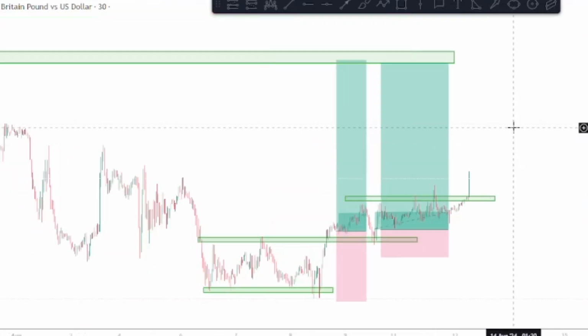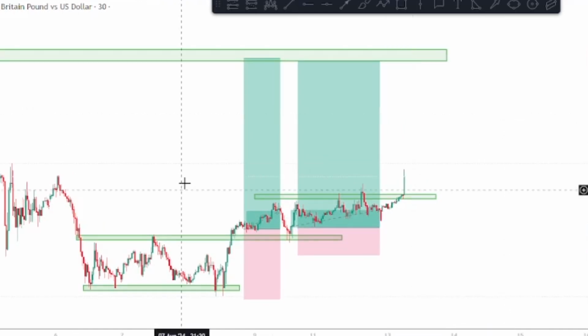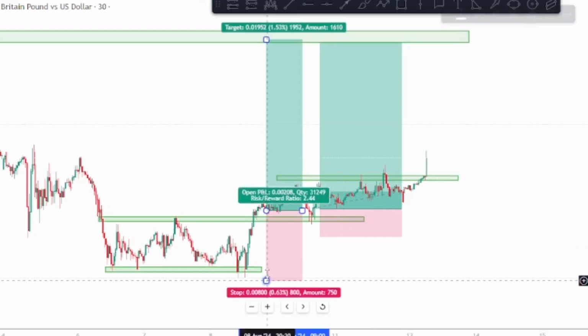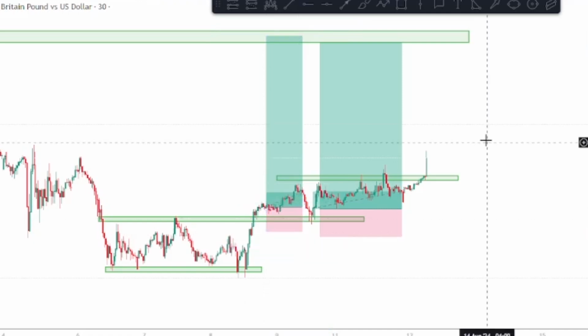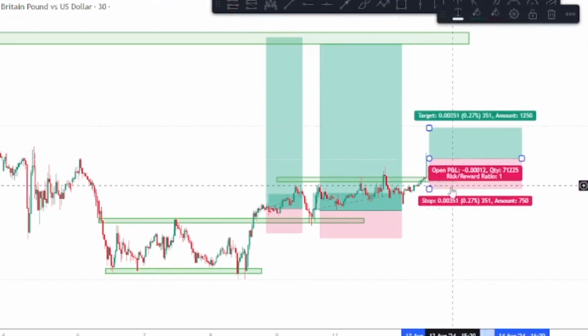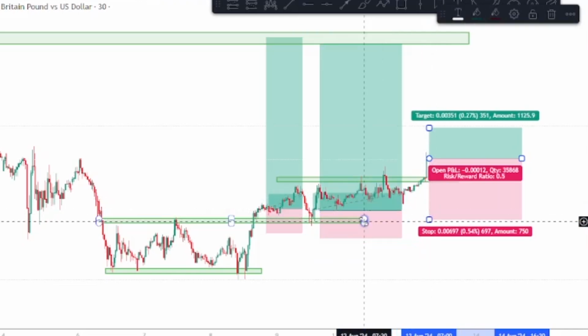We got another breakout from this area, so here I can also enter for a buy again. Even our previous entry, we have to take our stop loss and shift it to this area because this area has now become stronger. So I'm going to be entering also for the third position. Okay, I'm going to enter from there. Stop loss will be below the previous low.